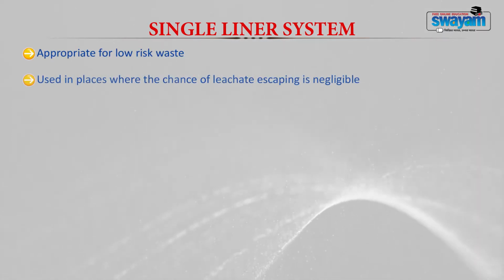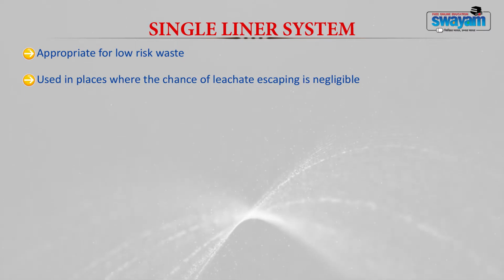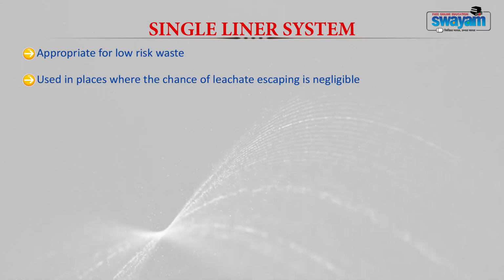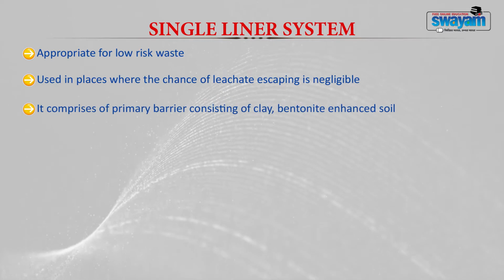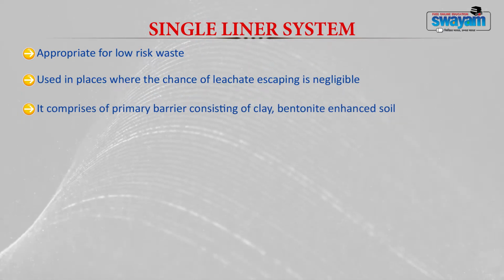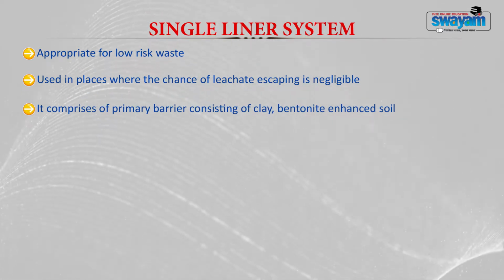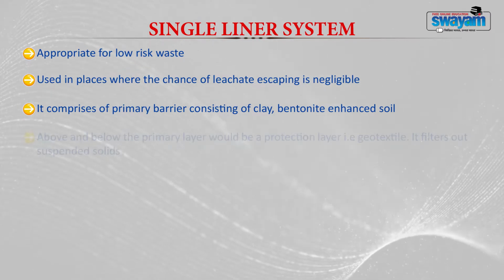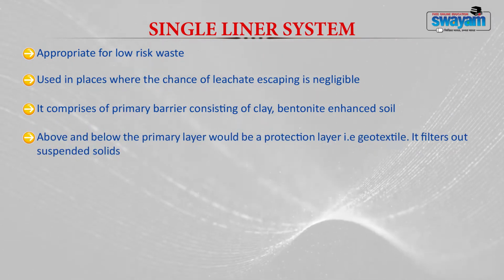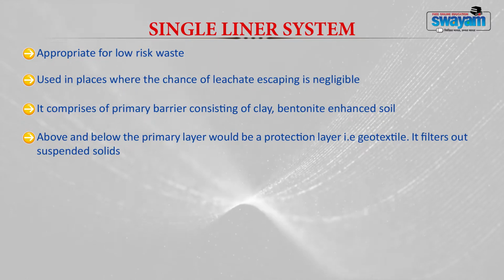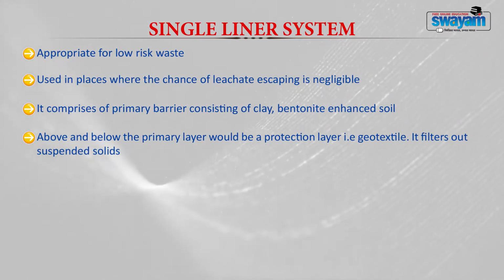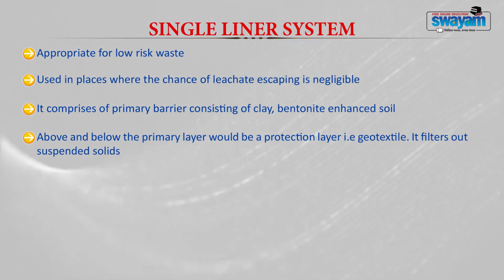The single liner system is preferred for low risk waste. They are used in places where the chances of leachate escaping are very negligible. It comprises a primary barrier which consists of clay and bentonite-enhanced soil. Now, above and below the primary layer would be the protection layer which is made up of geotextile, and geotextile filters out the suspended solids.